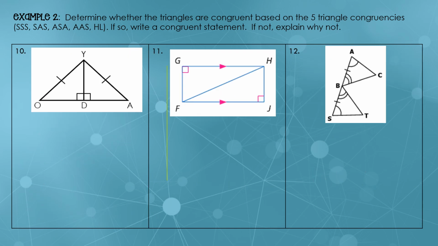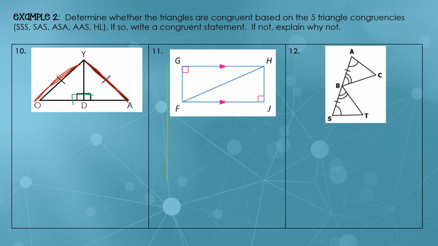All right, we got 3 more examples. On 10, we have YA and YO marked congruent. That's a side. We have a right angle in both triangles. So one side and one right angle is not enough. We're going to look for any of those things that we can mark congruent.